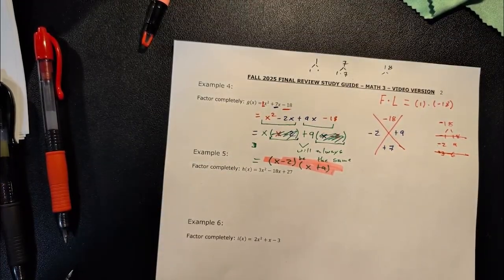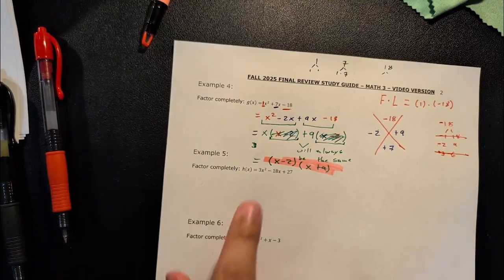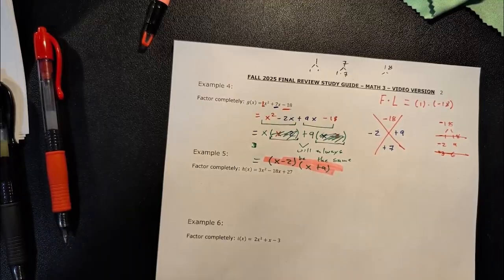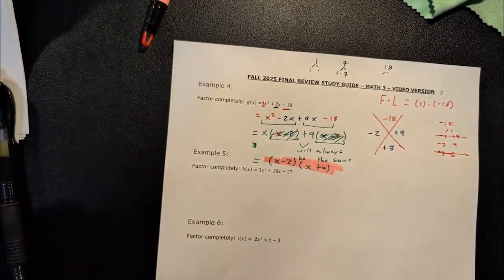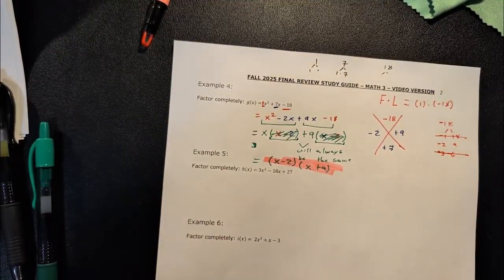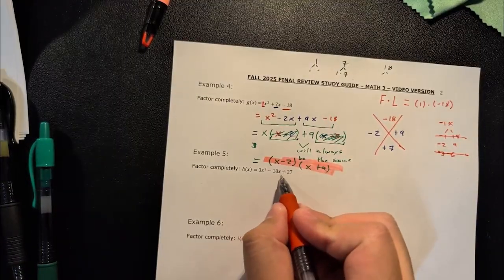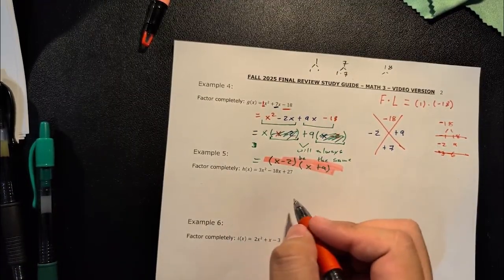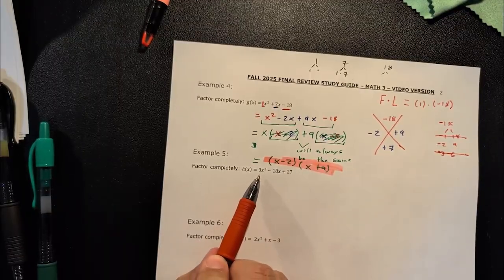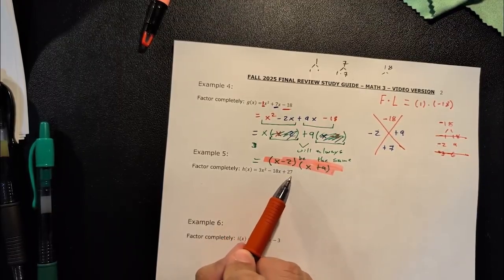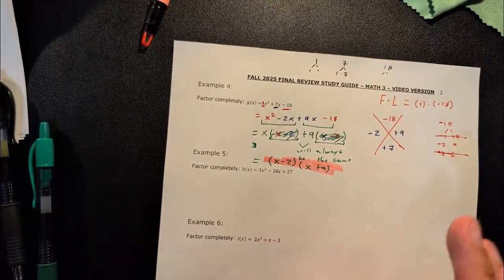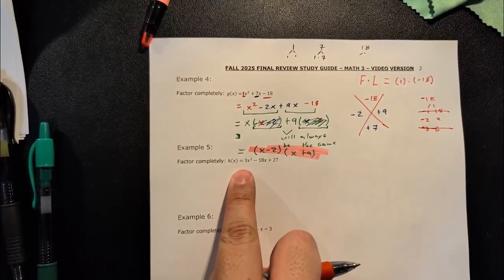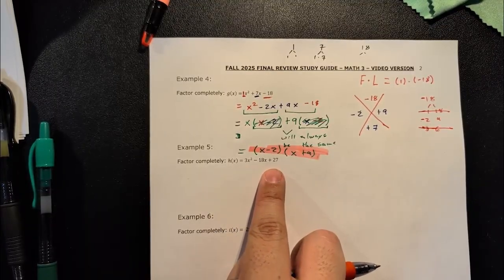Okay, let's do example 5 now. We're looking at h of x is equal to 3x squared minus 18x plus 27. So here, before we do anything, we want to look for GCF. We have 3, 18, and 27. First we notice that this has an x squared, this has an x, and this has no x's. So we know no x's are going to come out in our GCF.